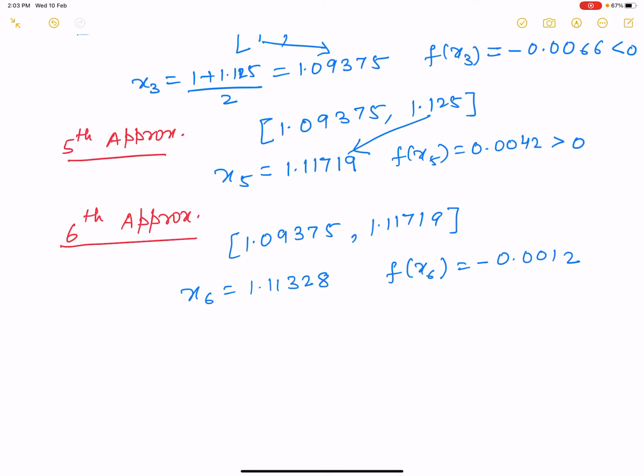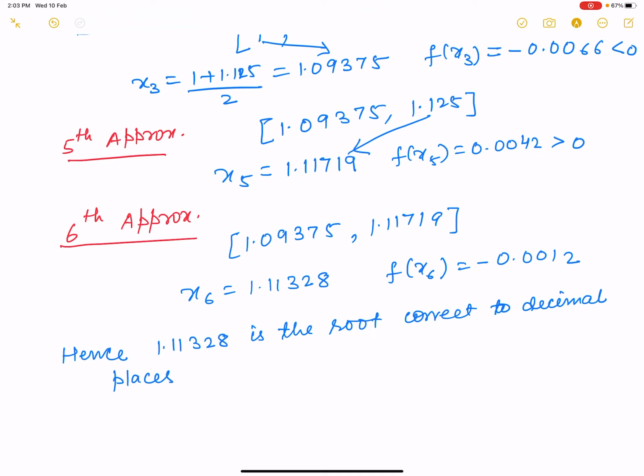We keep on doing this until we get the answer. And hence, finally, we get the answer, the same as the sixth iteration which we got. It is 1.11328, the root which we got as the answer, and this is correct to 2 decimal places. Why is this answer correct to 2 decimal places? Because when we see the recurring answers, 1.11, and x7 also, when we do it, will come out to be 1.113. So that is why we conclude that this is the answer.